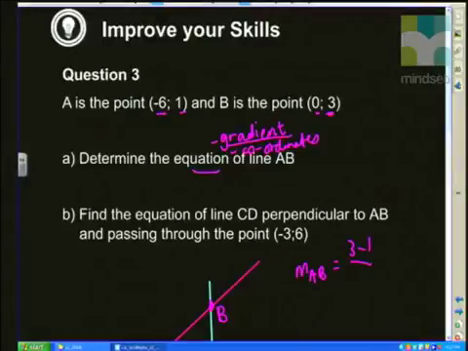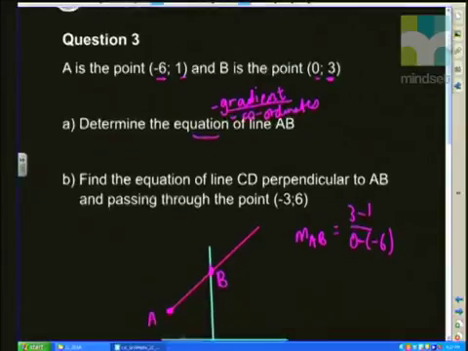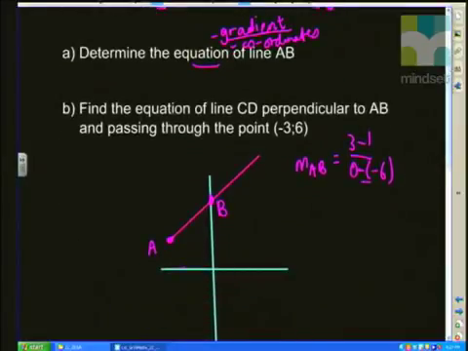Now, this is what I was saying with your signs. You've got to be careful with your signs because it's not minus 6. Please use brackets. Otherwise, you may just forget to turn that sign around. So I'm going to get 3 minus 1 on the top is 2, and then 0 minus minus 6 is going to become 0 plus 6, which is 2 over 6, which will give me a third. So the gradient of this line is a third.